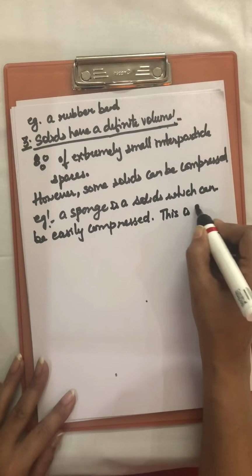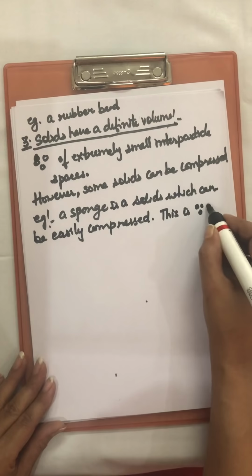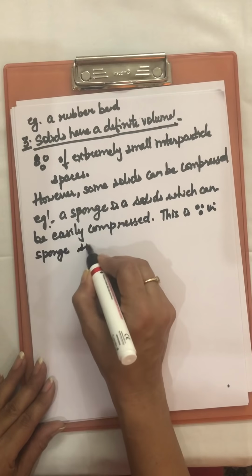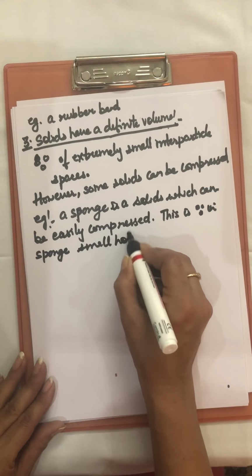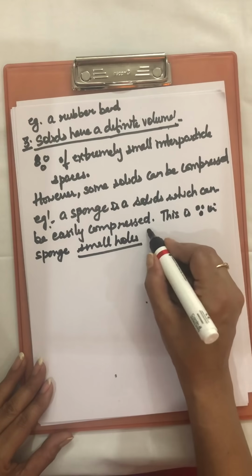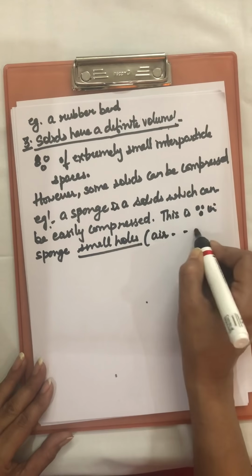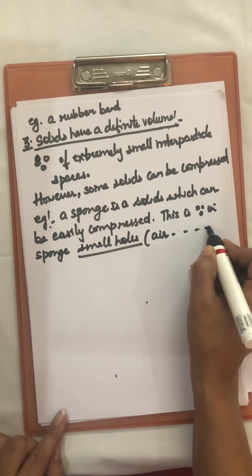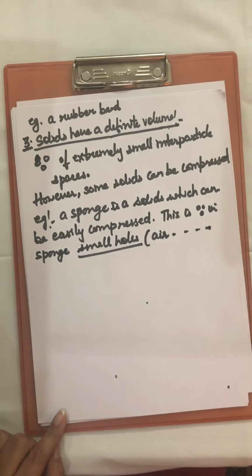This is because in a sponge there are small holes. And what is there in the small holes? The air is trapped in these holes. So when we press it, the air is expelled out and the sponge gets compressed.